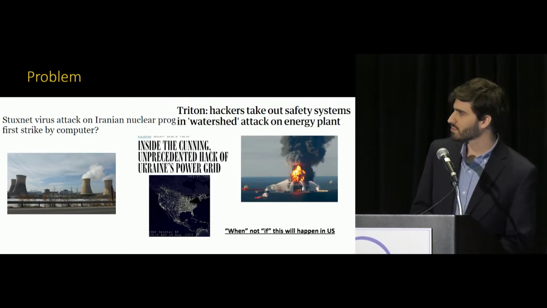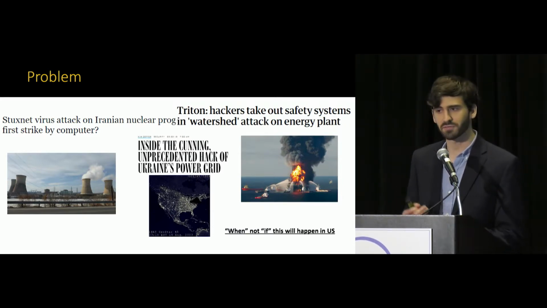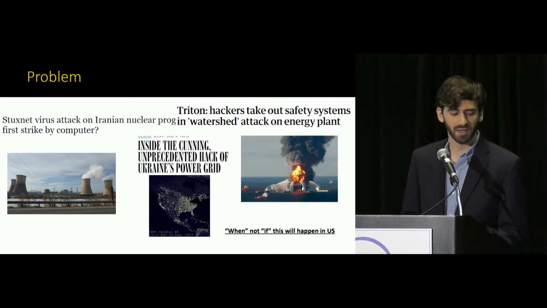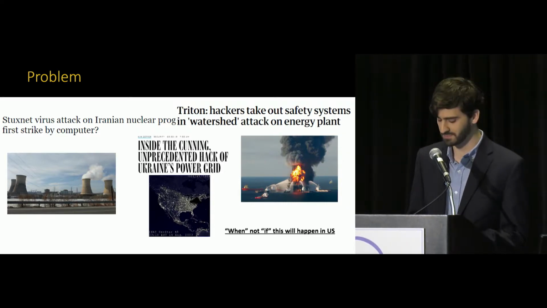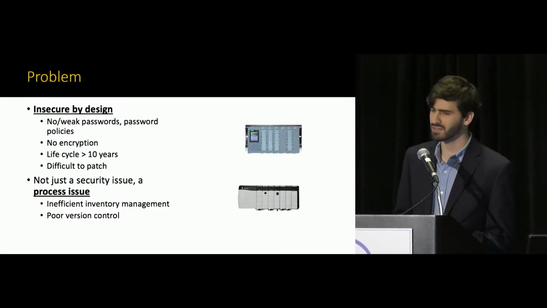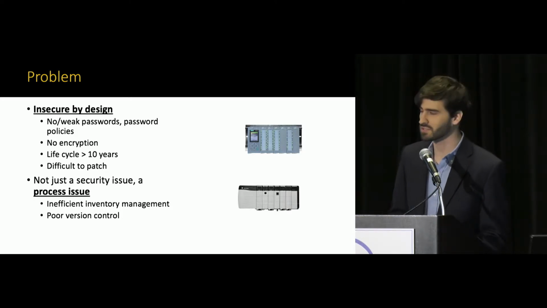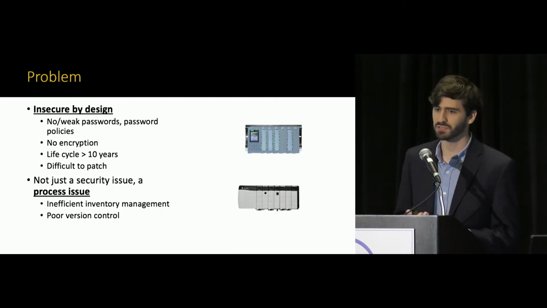So the problem, I'm sure all of you are aware, is that in the past few years we've seen attacks take down nuclear centrifuges, the Ukrainian power grid, and a Middle Eastern oil facility. And it's really a question of when, not if, these attacks are going to happen in the US. It's not an easy problem to solve because these PLCs are still being sold insecure by design, essentially. No or weak passwords, decades-long life cycles, difficult to patch, no encryption.